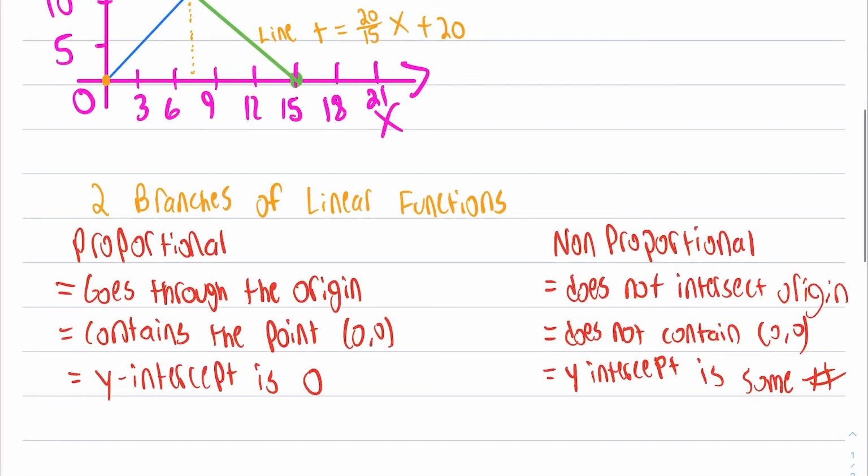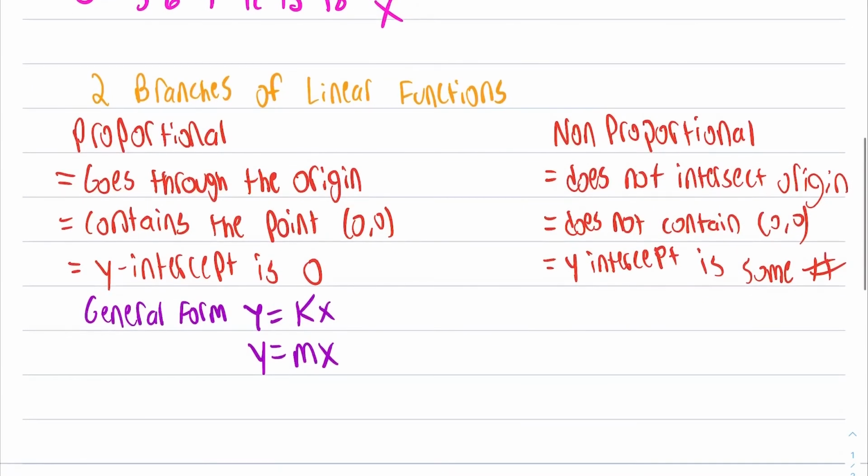There are two branches of linear equations. One branch are the proportional ones. These ones go through the origin. They contain the point 0, 0, and the y-intercept of that equation is 0. That equation is going to look like y equals kx or y equals mx.